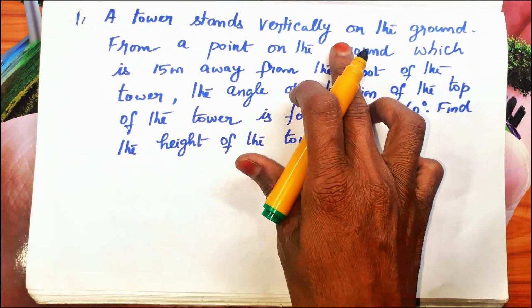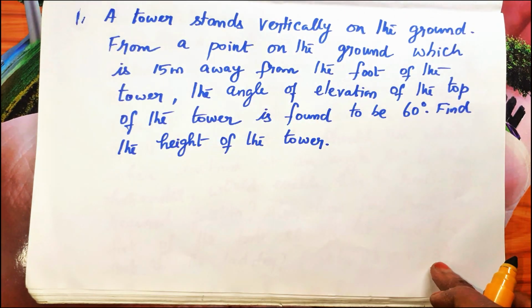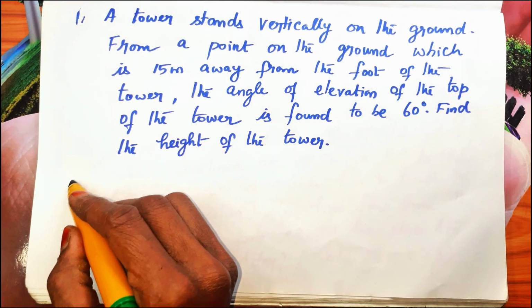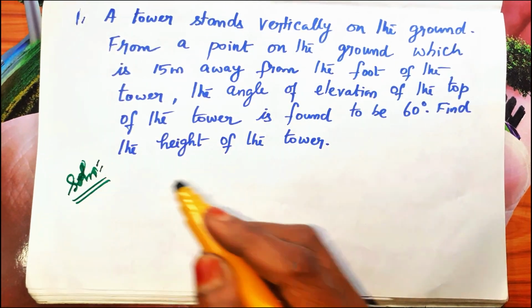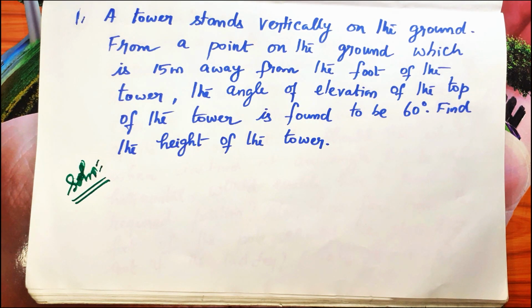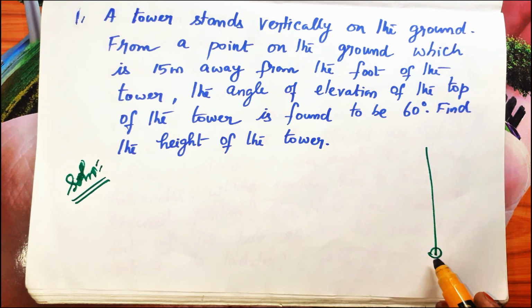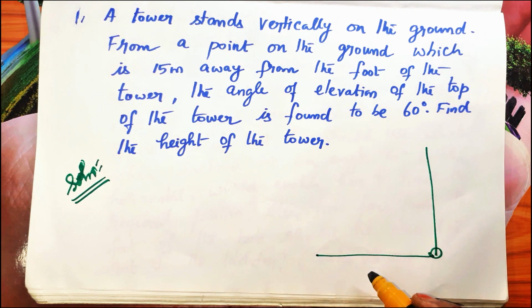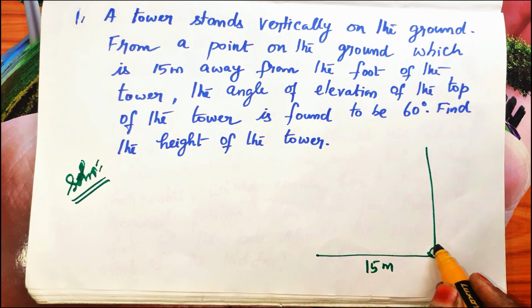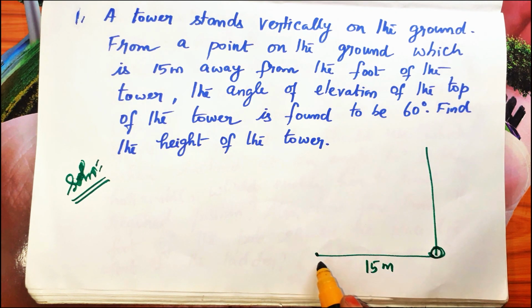A tower stands vertically. So we have a tower which is standing vertically. First we have to draw the diagram. In some problems they will give the diagram. In some problems we have to draw the diagram based on the given data. We have a tower which is vertical on the ground. From a point on the ground which is 15 meters away from the foot of the tower. This is the foot of the tower. From this we have to take a point which is 15 meters away. So from the foot of the tower, I am taking a point. The distance between these two points is 15 meters.